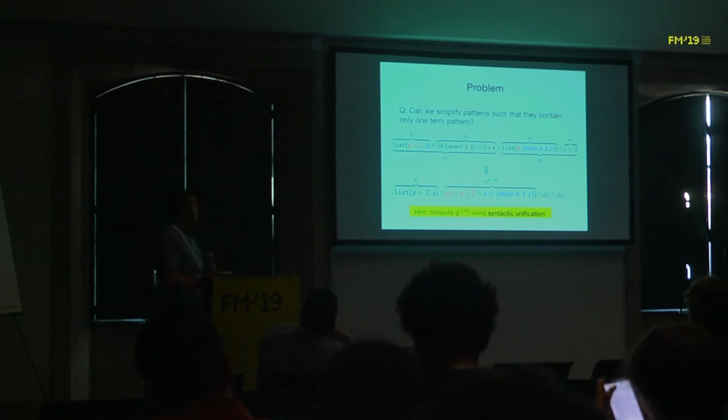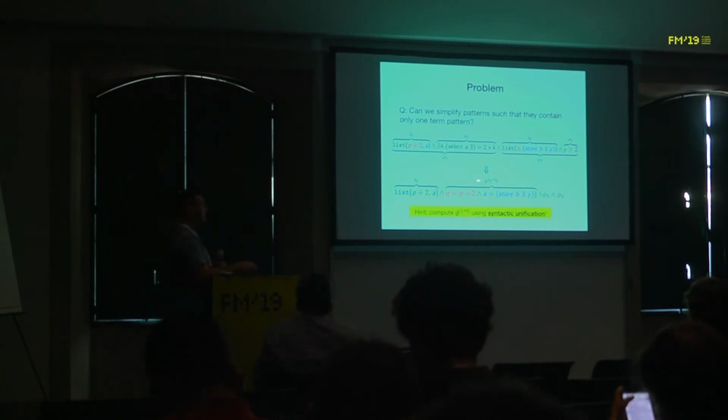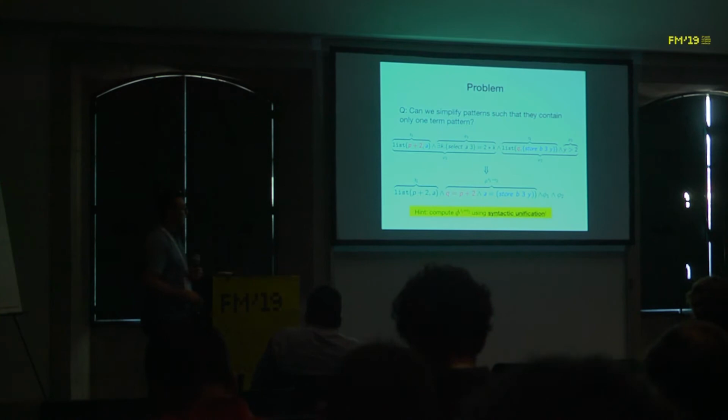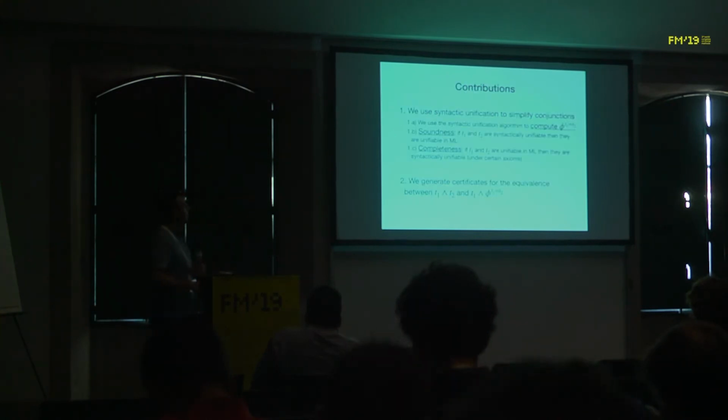Why would you want to do that? First of all, you want to have only one structural component, and the second thing is that formulas like this you can send to SMT solvers, and in the implementation, this could be very helpful. You can simplify the formula and so on. So this is really helpful in practice. The contributions are listed here. We show how to use syntactic unification to compute this formula. We prove that our approach is sound and complete.